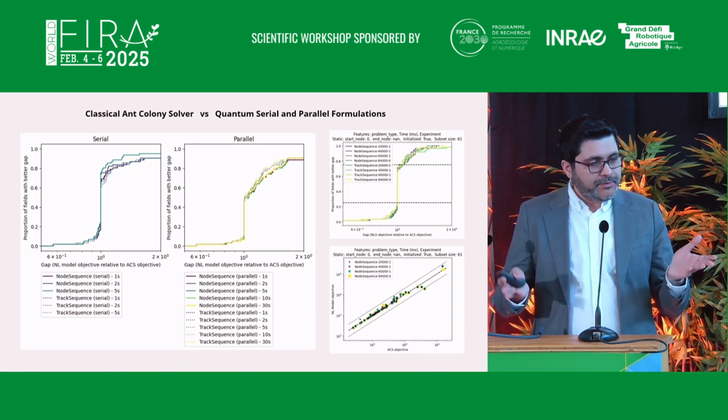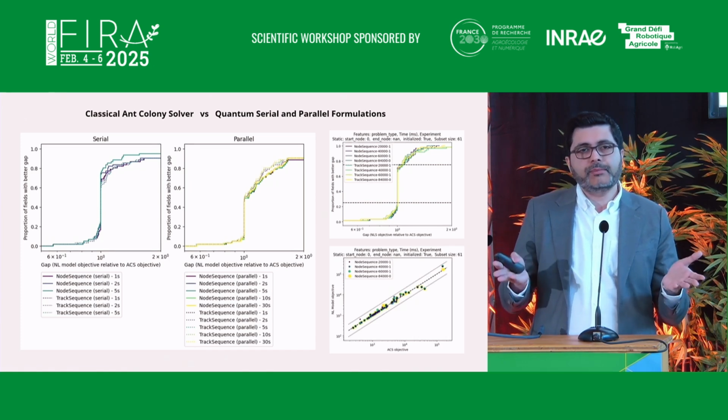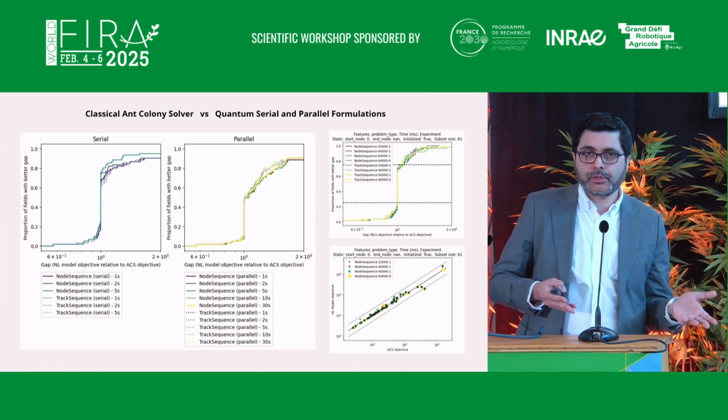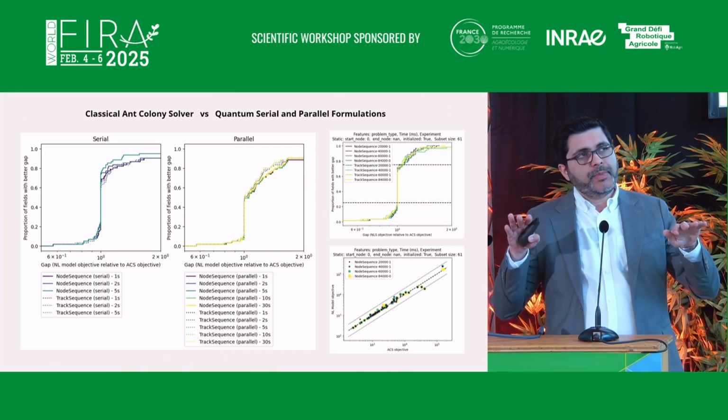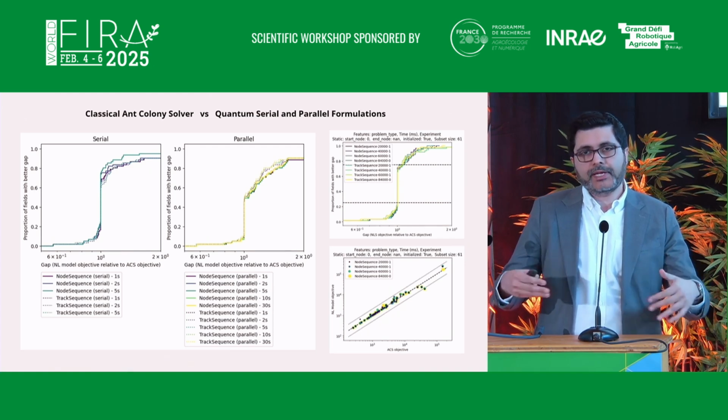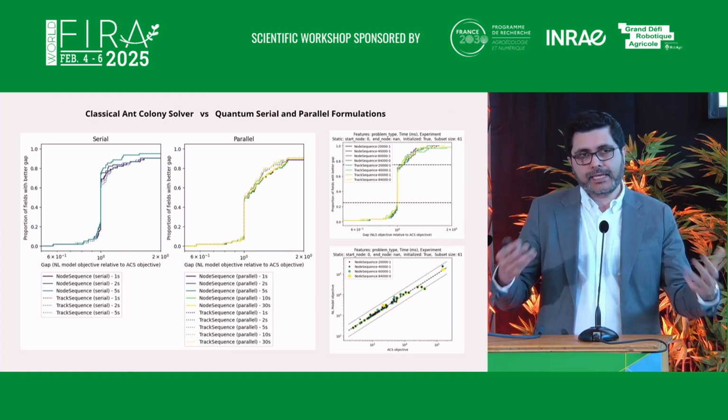And the objective values are quite similar for the ant colony solver that we had and for the quantum solver. So basically we maintain the quality of the solution and speed it up, 5 times, 10 times, to get the scale that we need.